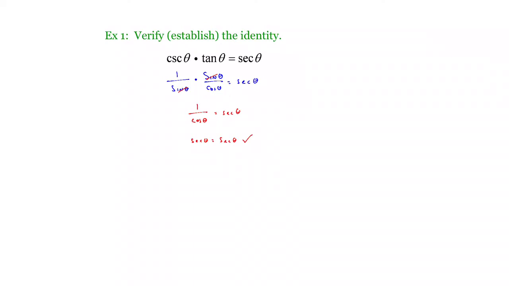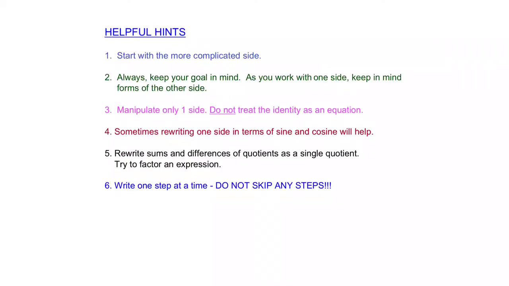So as we start verifying and establishing these identities, a couple helpful hints as you go through and start these types of problems. The first thing is we try to start with a more complicated side. That's not always easy to pick out, but in a lot of problems you'll definitely be able to tell which one's more complicated. Always keep your goal in mind, and what I mean by that is, as you work with one side, keep in mind forms of the other side. What is it you're trying to accomplish?